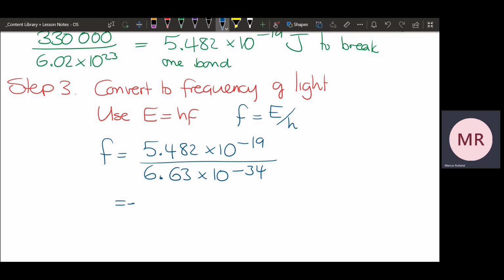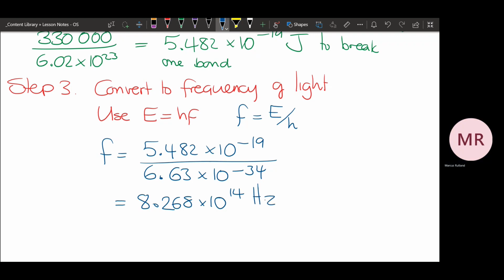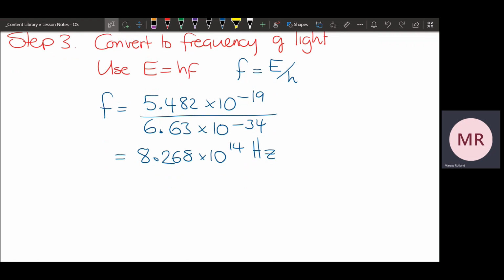330,000 divided by 6.02 times 10 to the 23 was that. And so divided by 6.63 times 10 to the minus 34 is 8.268 times 10 to the 14 hertz. So where our amount of energy was tiny, the frequency is quite big. Those frequencies are quite large numbers for visible and UV light.